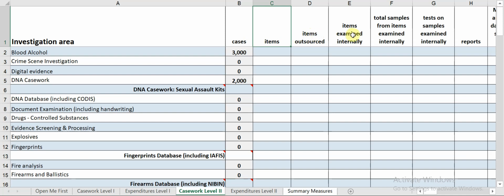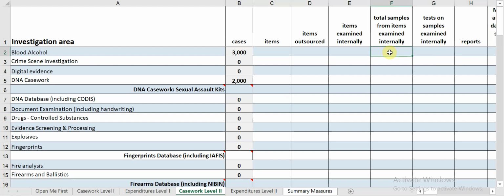How many items were actually examined internally? From those items that you examine internally, how many samples were taken? Of those samples, how many tests were performed? How many reports were written for each case? So base information, you might have some, you might not have all of this, but let's suppose that we've got some information for a particular laboratory.